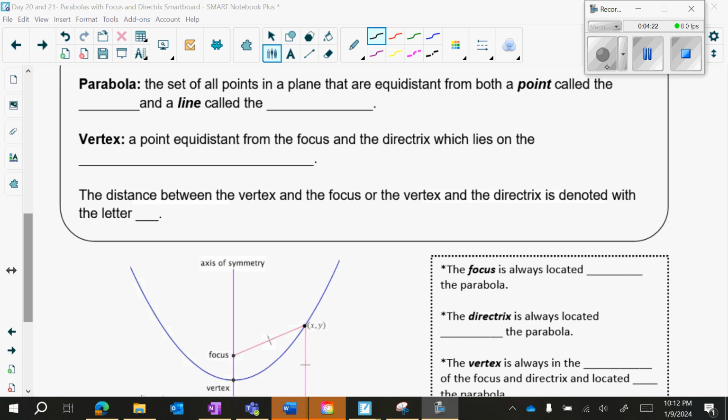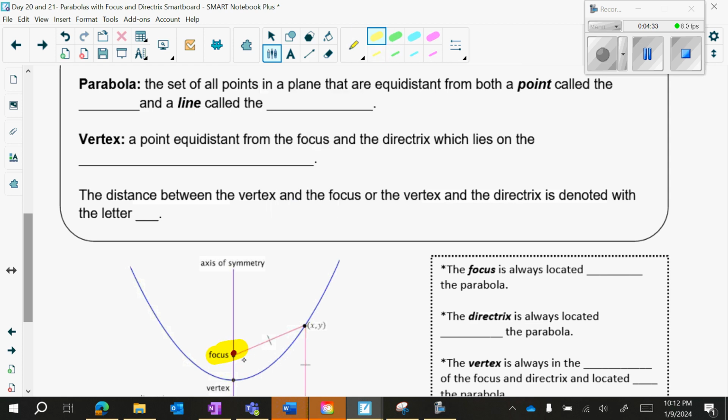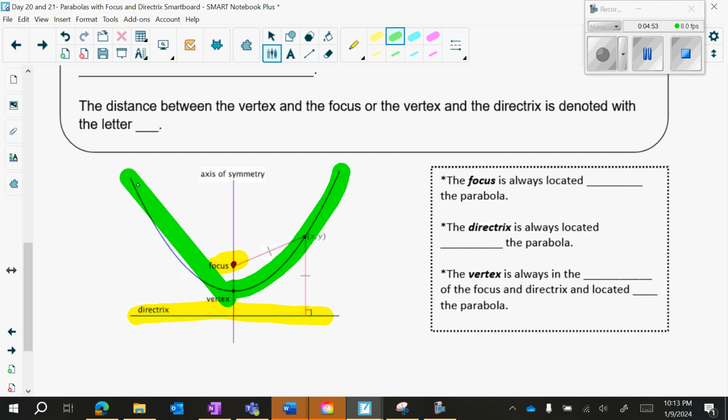The parabola is defined as the set of all points in a plane that are equidistant from a point called the focus. So this point here, which I'm going to highlight in yellow, is called the focus, and a line called the directrix. The directrix is right here. I'm going to highlight it in yellow as well. If you learned locus of values in geometry, hopefully you learned that all the points that are equidistant from two things are the midpoint. And if you're anywhere on this parabola, you're going to be equidistant from this point called the focus and this line called the directrix.